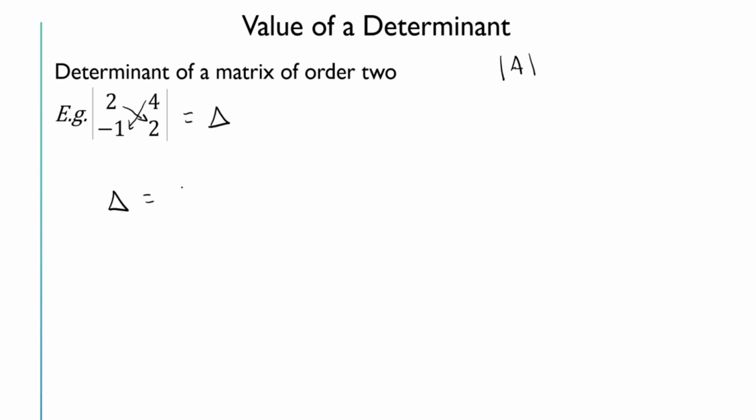So 2 into 2 minus 4 into minus 1. This will be equal to 4 minus of minus 4, which is equal to 4 plus 4, which is equal to 8. So the value of this determinant is 8. This is how we have to find the value of a determinant of a matrix of order 2.